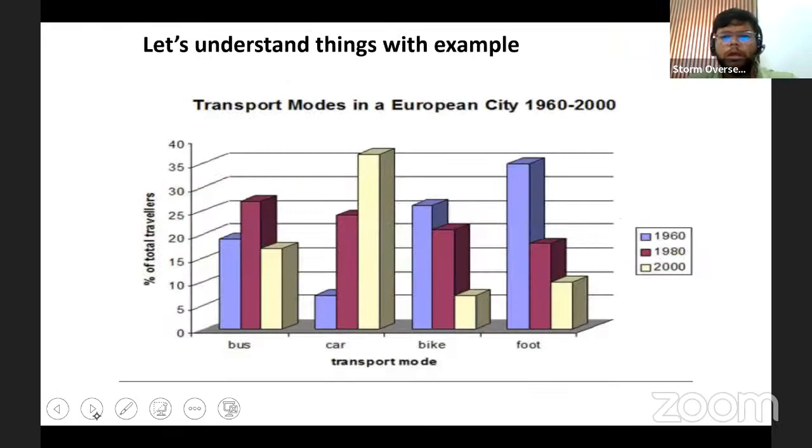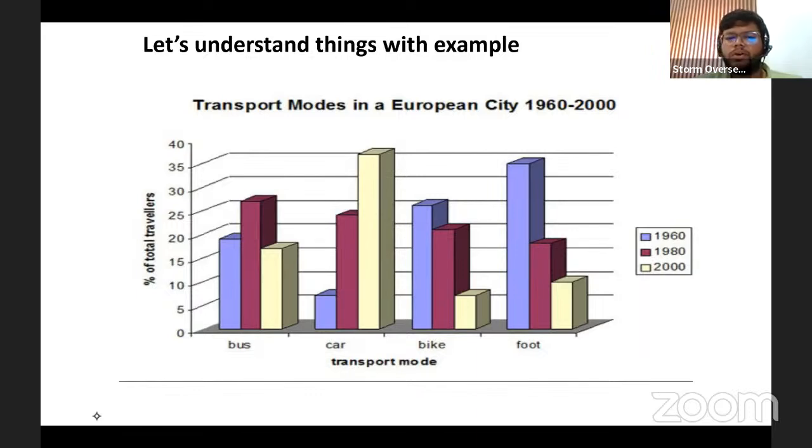Let's understand this by some examples. I will show you three, four visuals and how their overview can be written. I will give you some tips too, which can help you. Here we have a paragraph about four transport modes used by people. First is bus, second is car, bike, and foot, and we are given three different years: 1960, 1980, and 2000.